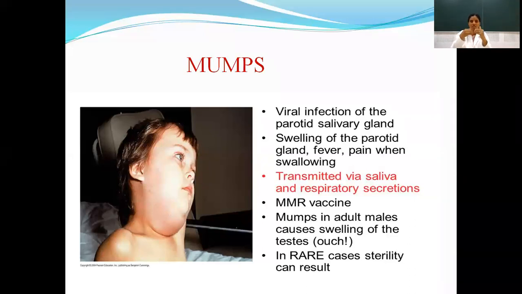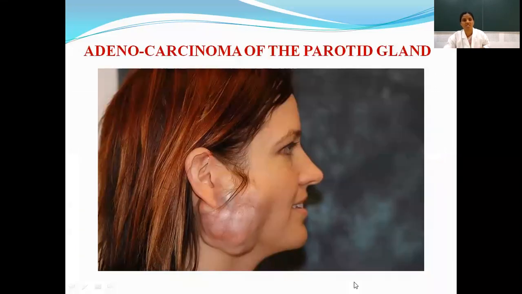So the inflammation within limited borders, and that limitation made by the deep connective tissue of collagen fibers, makes it very painful. But there is a vaccine, the MMR vaccine. In very rare cases, sterility can result. This is mumps, and this is adenocarcinoma. What is adenoma or adenocarcinoma? A tumor arising from the glandular tissue.